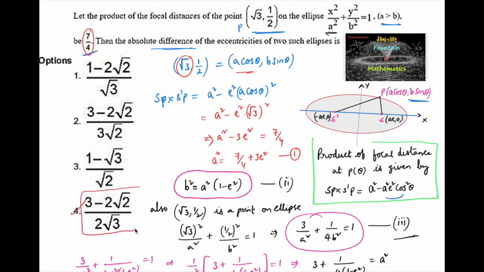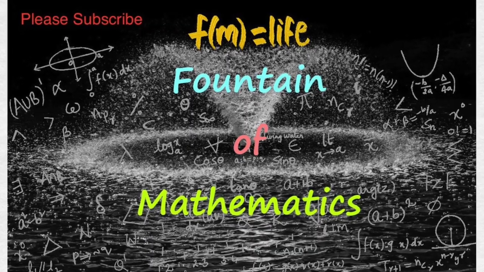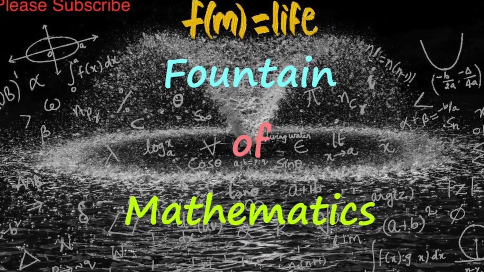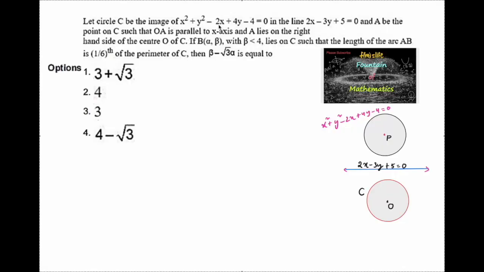3 minus 2 root 2 divided by 2 root 3. First, let us find the image of the circle x square plus y square minus 2x plus 4y minus 4 is equal to 0, with respect to the line 2x minus 3y plus 5 is equal to 0.